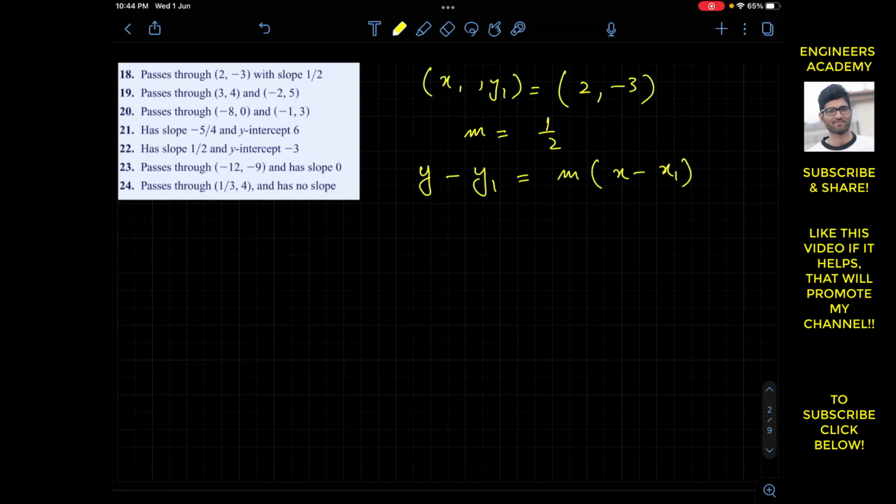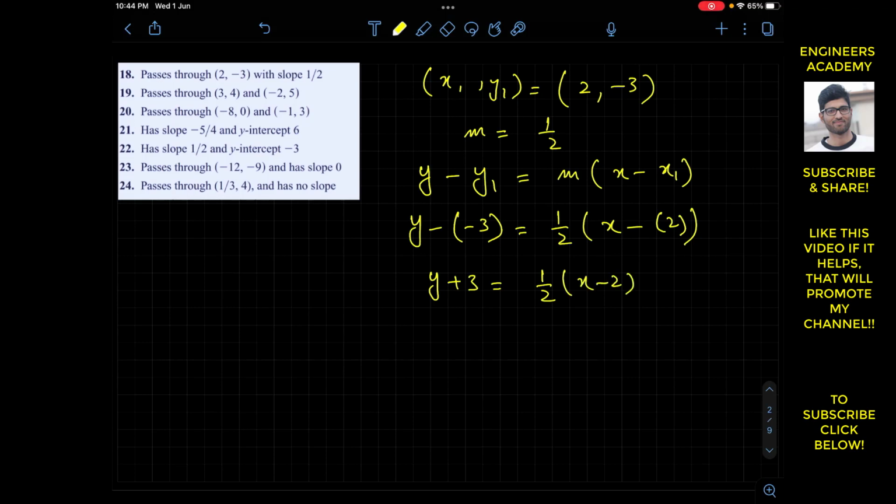Now we have to put in the y1 value. So this is y1 and this is x1. Now we can write y minus y1, which is -3, the slope is 1 divided by 2, and x minus x1 is 2. So this is y plus 3 equals 1 divided by 2 times (x minus 2). Now if I multiply this out, this will be 1 divided by 2 x minus 1, and if we subtract 3 from both sides of the equation, this will cancel out. So we will be left with y equals 1 divided by 2 x, and this will become -4.